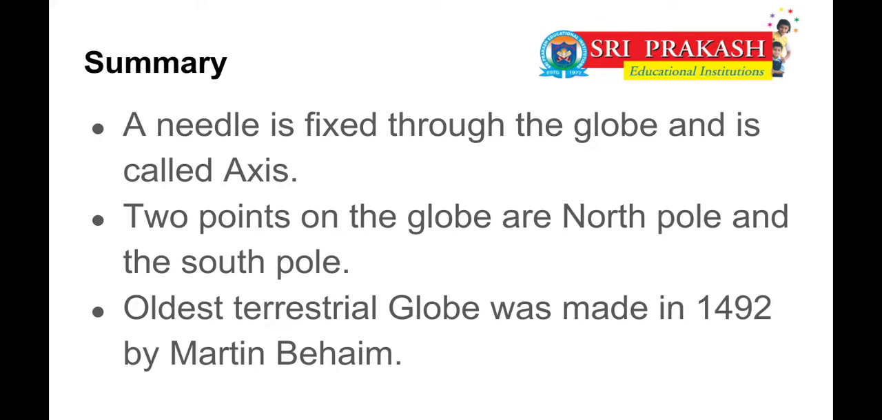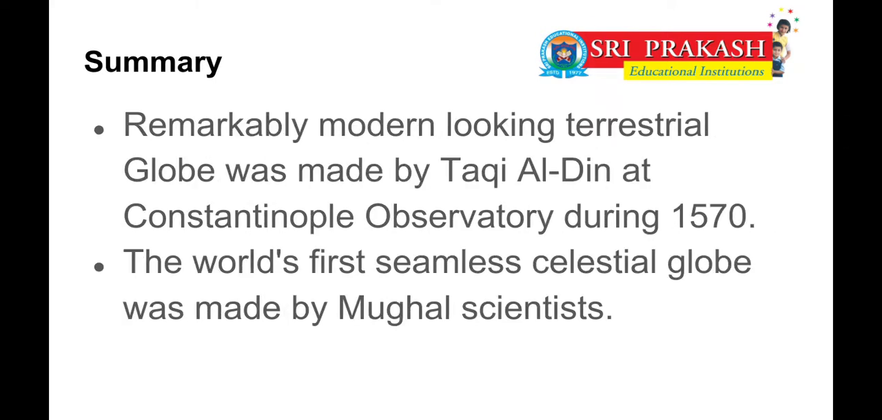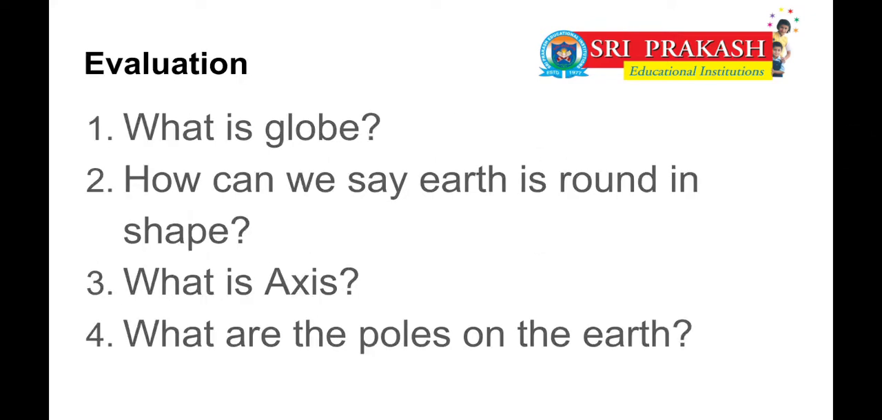The oldest terrestrial globe was made in 1492 by Martin Behaim, and a remarkable modern looking terrestrial globe was made by the Chaldean at Constantinople Observatory during 1570. The world's first seamless celestial globe was made by a Mughal scientist. This is the summary. Shall I ask children some questions?